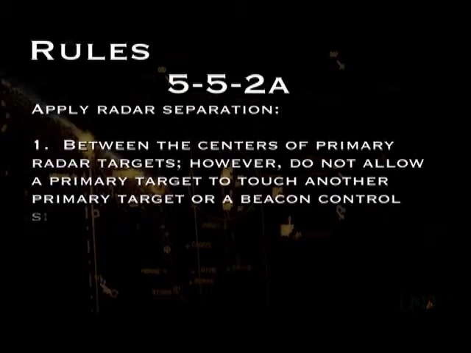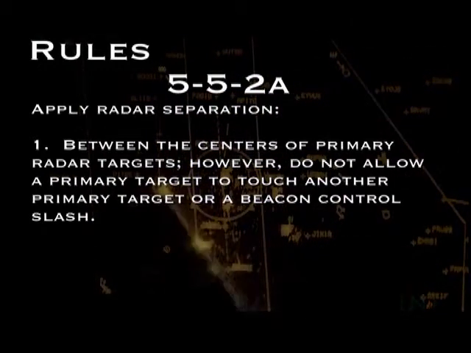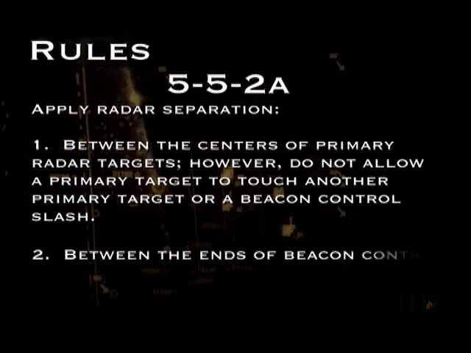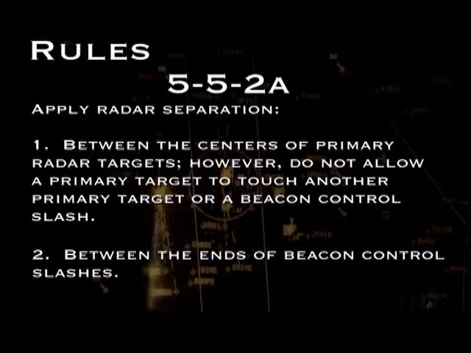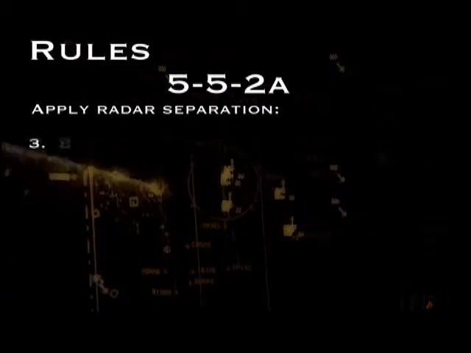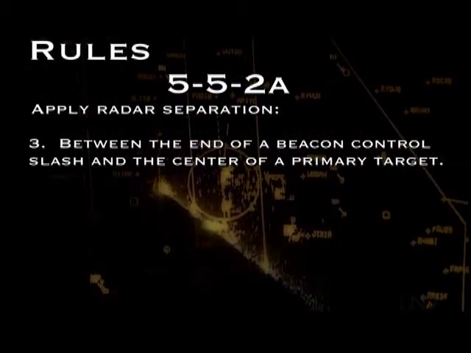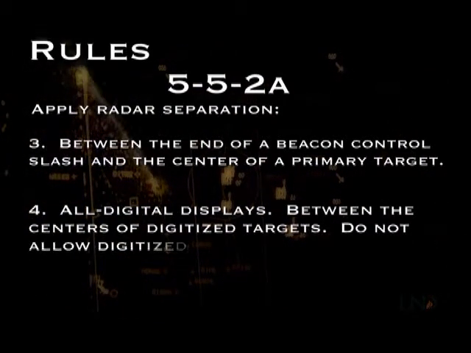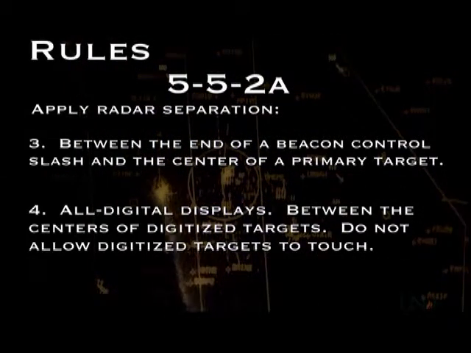Essentially, the minimum separation distance, 3 miles in the terminal radar environment, begins at the center of a primary target, as opposed to the edge of the target. For beacon control slashes, separation is measured from the ends instead of the center of the target. These are found on older radar systems and will not be used in your classes here. As you can see, separation is always measured from the ends of beacon control slashes and from the centers of primary targets. The displays in the radar lab are all digital. Digitized targets are treated just like primary targets, in that separation is measured from the center of the target and they should never touch.